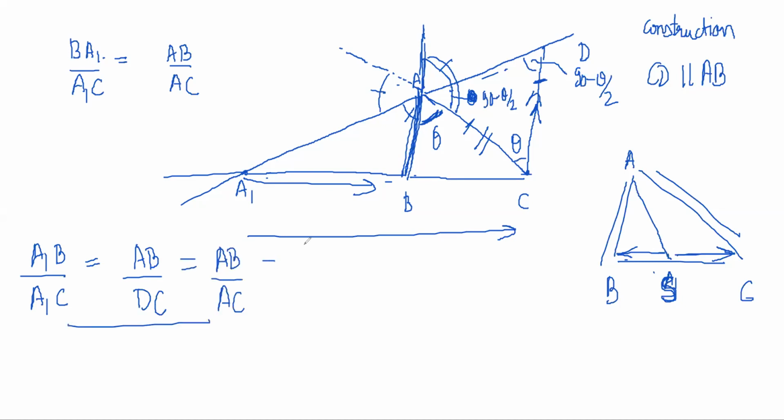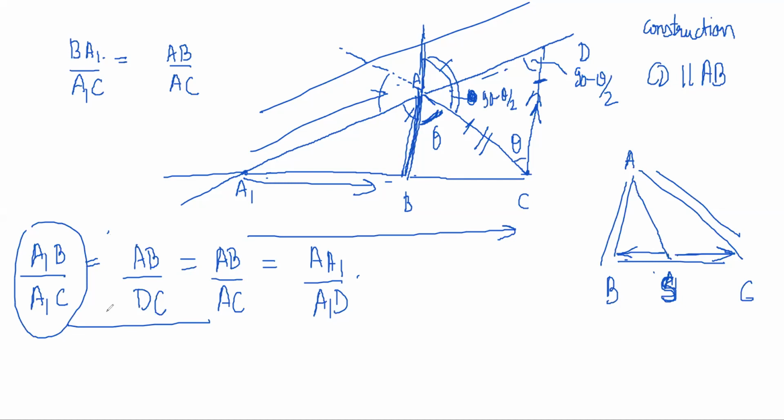You understand? Thales theorem could also mean this one, but this is not so useful for us, right? A1 by A1D, that is also correct. Thales theorem could be this and this and this, right? Basically, Thales theorem is similar triangles only, no? Yeah. So this is equal to this. Om, are you getting it?